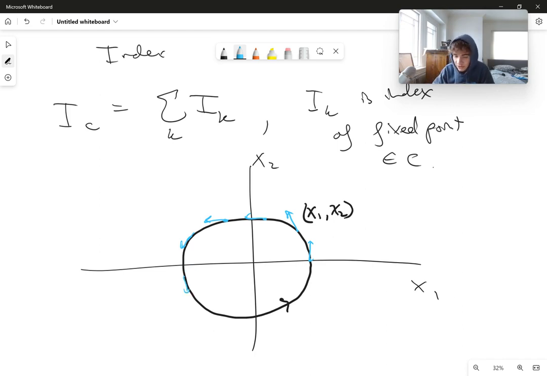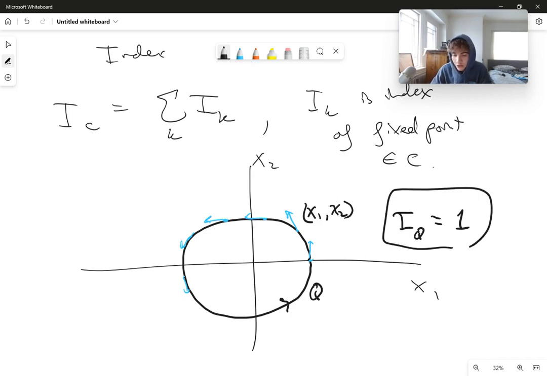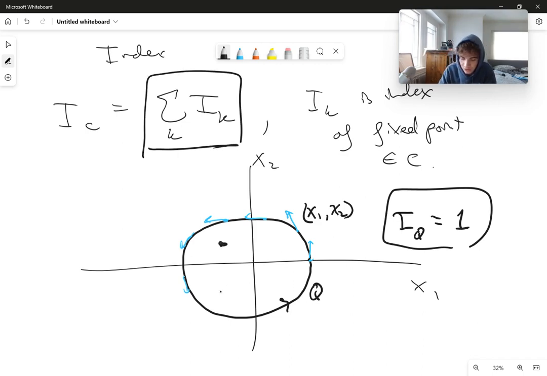And because of this tangency, we're going to get the index of, let's call this thing Q. Okay, so the index of Q, where Q is an actual closed orbit, has to equal 1. You can just visualize it in your head: this vector needs to rotate around once counterclockwise. And so because the index of this closed curve is 1, we know that the sum of all of the indices of the fixed points that it encloses has to also be 1.